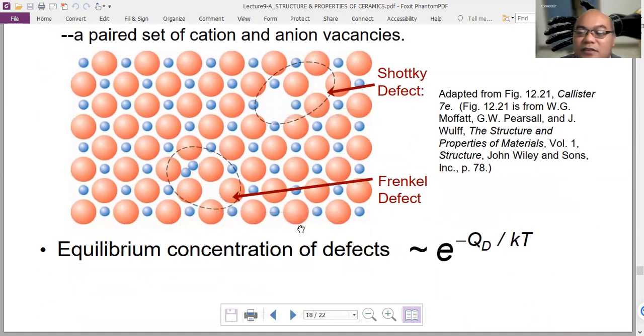The equilibrium concentration of the defects is proportional to exp(-QD/kT). k is the Boltzmann constant, T is the absolute temperature, and QD is the activation energy for defect formation, something like that.